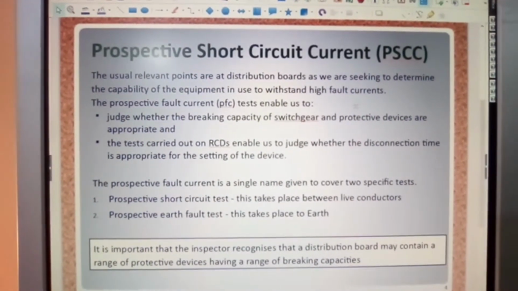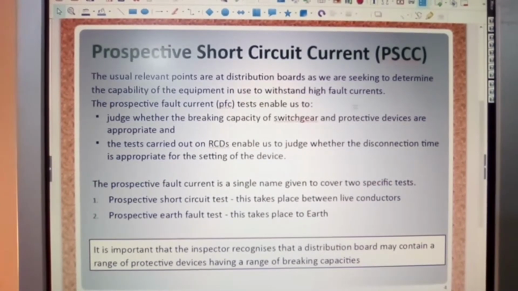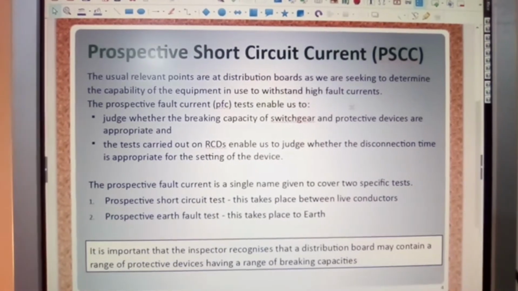Now it is important that the inspector recognizes that a distribution board may contain a range of protective devices having a range of breaking capacities.